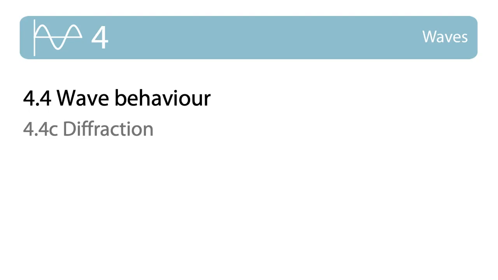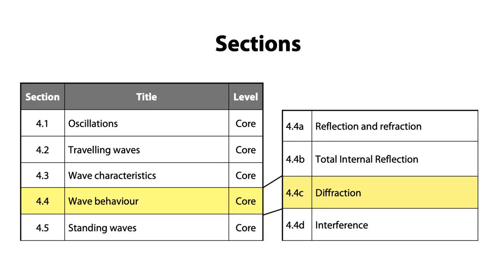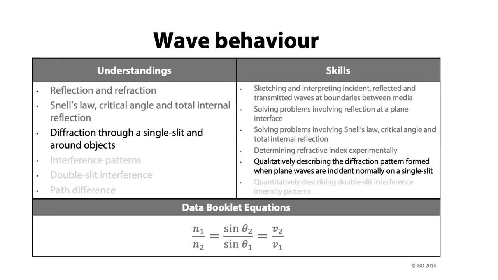Okay, welcome to podcast 4.4c on diffraction, part of 4.4 wave behavior, part of topic 4 waves and oscillations. Diffraction through a single slit and around objects is a required understanding for standard level, as is qualitatively describing the diffraction pattern formed when plane waves are incident normally on a single slit. Keyword there is qualitatively. In other words, you're not actually meant to do any calculations for this. You're just meant to know what it kind of looks like and what is sort of happening.